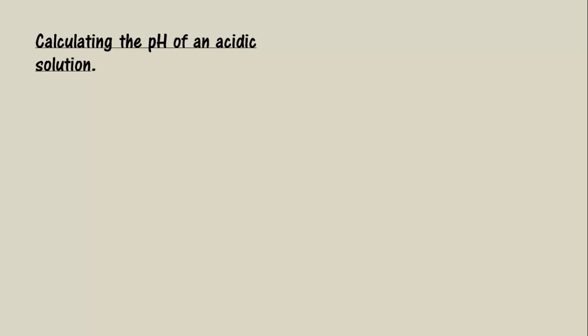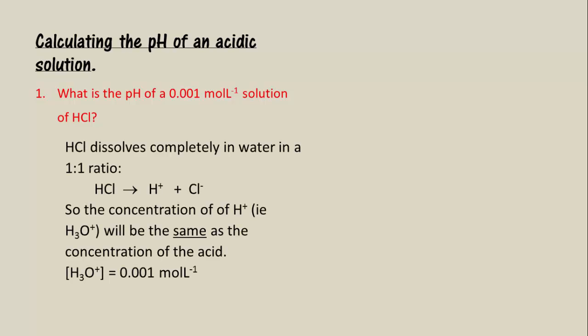Okay, let's look at some worked examples of how to calculate the pH of an acidic solution using our formula for pH. First question, what is the pH of a 0.001 mole per litre solution of hydrochloric acid? We're going to break this down into a few basic understandings. Firstly, hydrochloric acid dissolves completely in water in a 1-to-1 ratio. So what we need is the concentration of the hydronium ions. So in this case, the concentration of the hydrogen ions will be the same as the concentration of the acid. In other words, 0.001 moles per litre. Now we know this, we can calculate the pH. Negative log 0.001, and if you input that into a calculator, you should get a pH of 3.0. Let's look at 2 more questions.